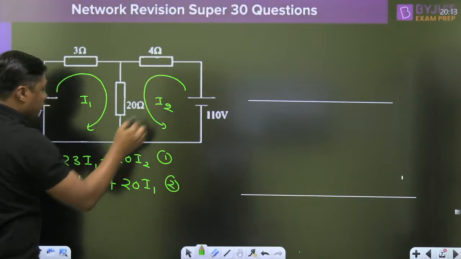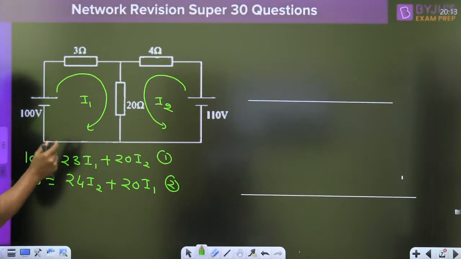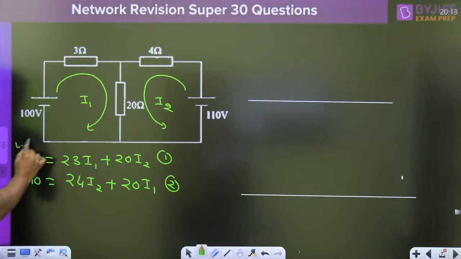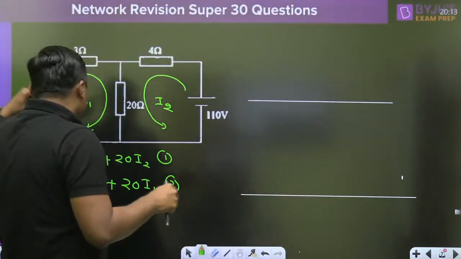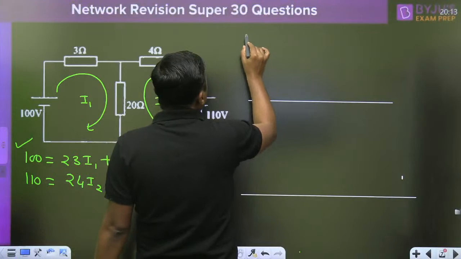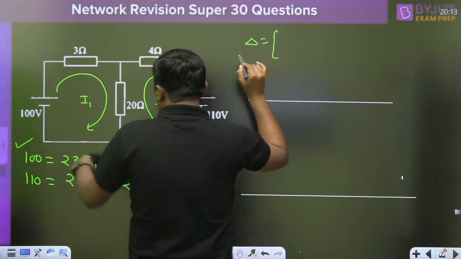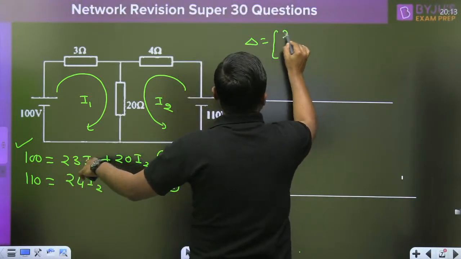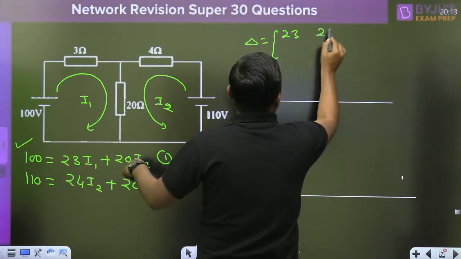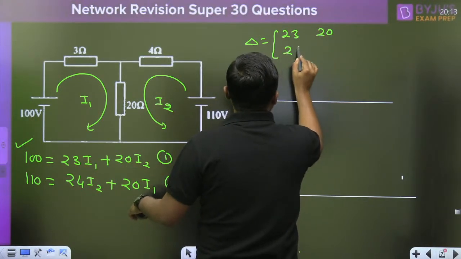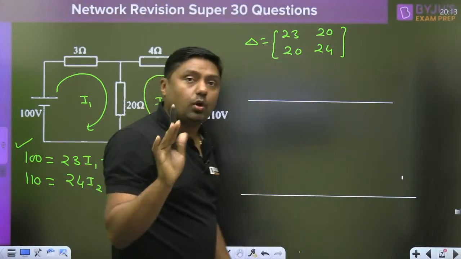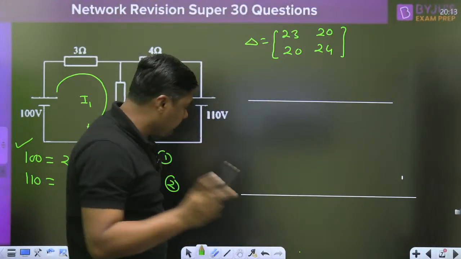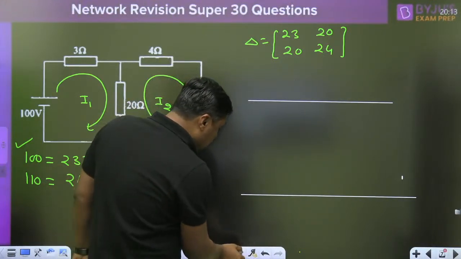We want I2. We have the two equations. Replace I1 in terms of I2 and directly you can find the value of I2. Directly, I am giving you the hint. Directly apply Cramer's rule. What is this 23, this 20, this 20, this 24? That will become del. Everyone, you have the idea about Cramer's rule? Please tell me.